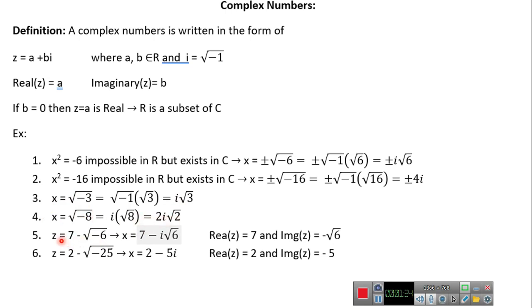For example, if I give you a complex number z equals 7 minus radical minus 6, I write it as 7 minus i radical 6. So here the real part is 7 and the imaginary part is minus radical 6. Similarly, here you have 2 minus radical minus 1 times radical 25, so 2 minus 5i. So the real part of z is 2 and the imaginary part of z is minus 5.